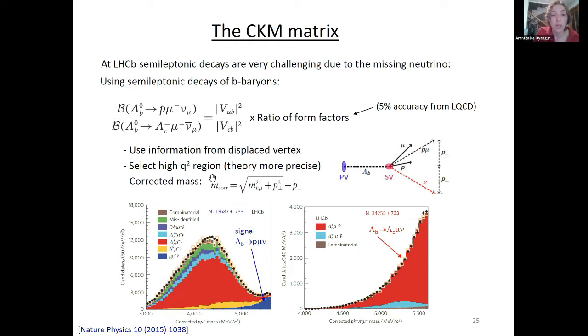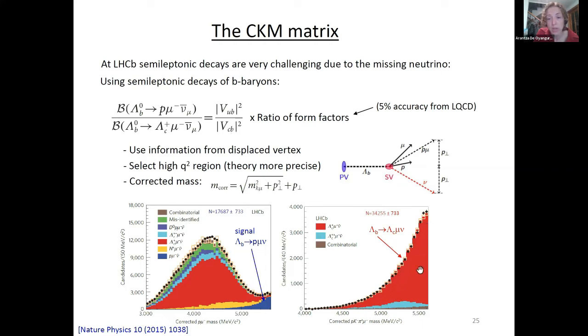What we also do is to select a high q² region, where the theory is more precise, and this is the variable that we use, the corrected mass, which is just the mass of the proton-mu or hadron-mu system, and this transverse momentum. You can see here how it looks like. This is for our signal, which depends on V_ub, and our normalization, if you want, which depends on V_cb.